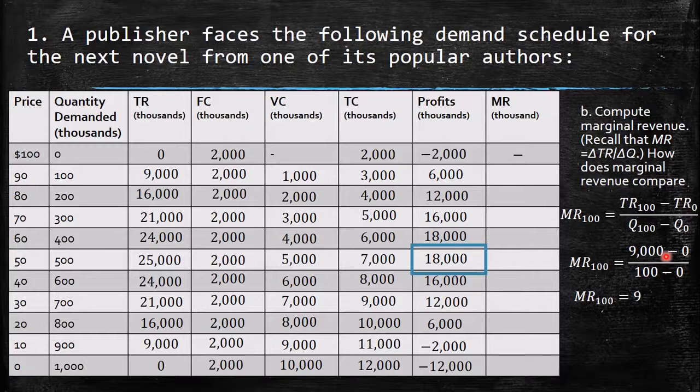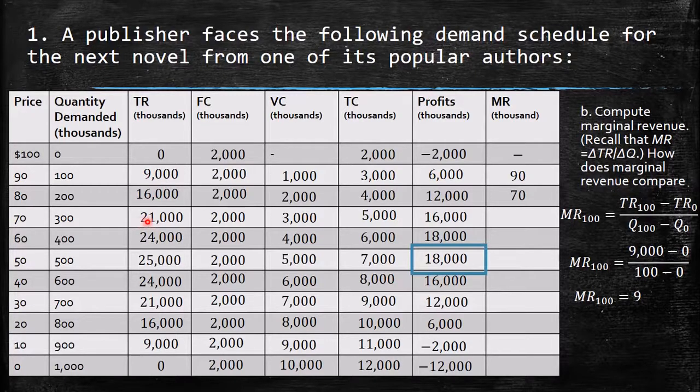So then this one is going to be just 9,000 over 100. You cancel out the zeros, so it's going to be 90. Then you proceed exactly the same. The next one is going to be 16 minus 9 over 100, so it's going to be 70.